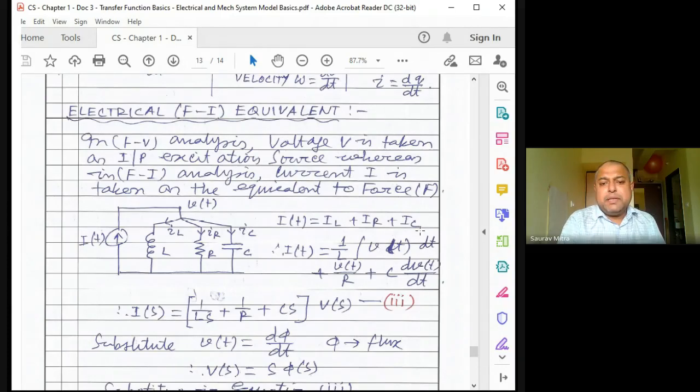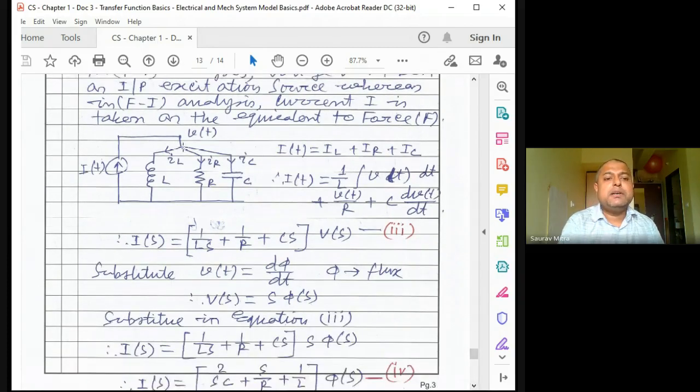So IT is equal to IL plus IR plus IC. That is, IT is equal to 1 by L integration of Vt, the inductive current, plus Vt by R, the resistive current, plus C dVt/dt, the capacitive current. Now you join all these things because we know from Kirchhoff's current law that at any node, all the output currents are the same as the input current. So the input current is IT, and the output currents are IL, IR, IC. IT has become IS now, the total current, so this should be small i. Now it has become IS is equal to 1 by LS.